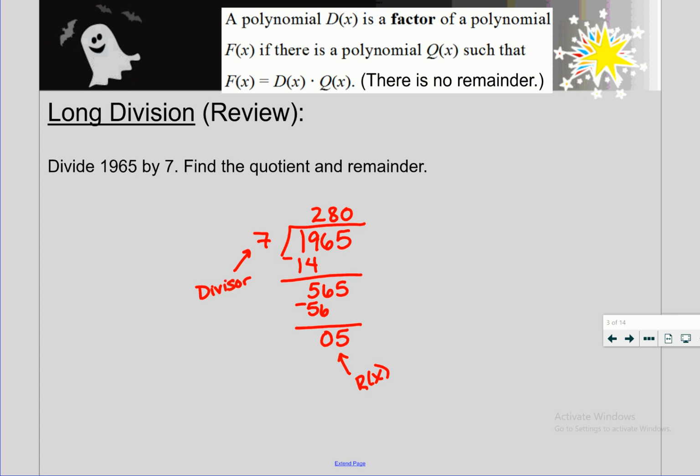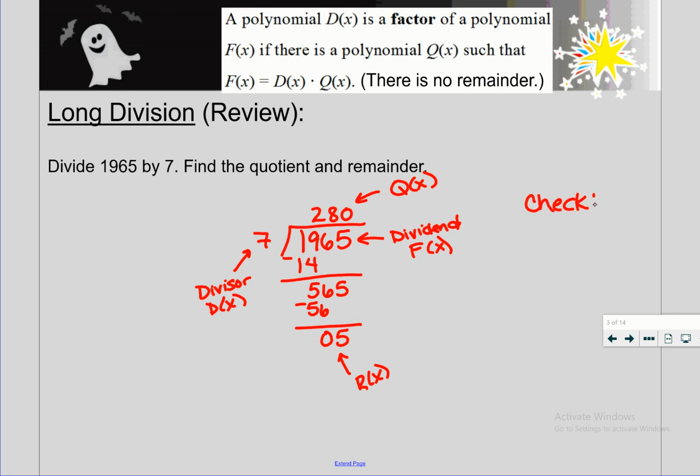Okay, so divisor is D of X. At the top, we have our quotient, Q of X, and what we're dividing in is our dividend, which is F of X. So that's what all those little polynomial terms you guys just wrote down a second ago are. Now, if I want to check this, here's how we're going to do it.